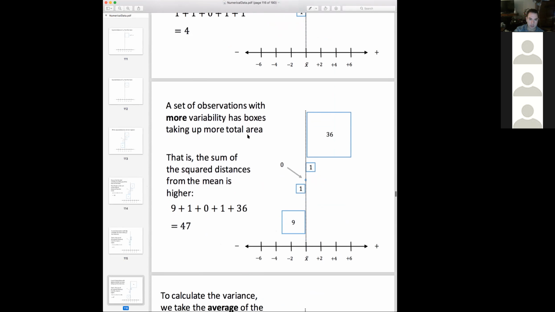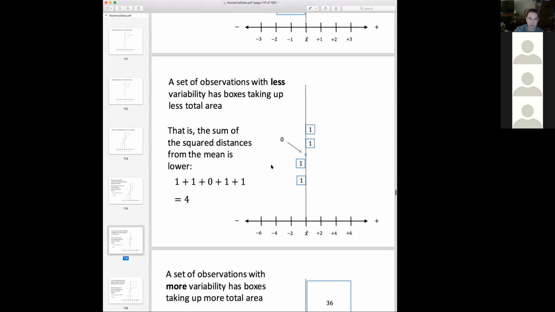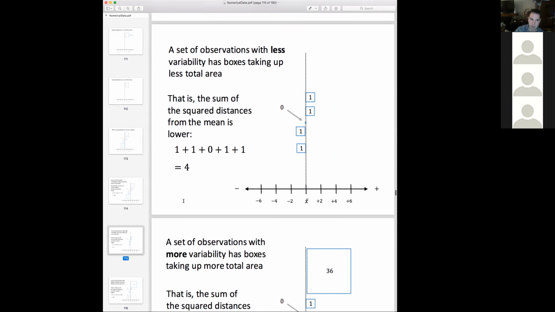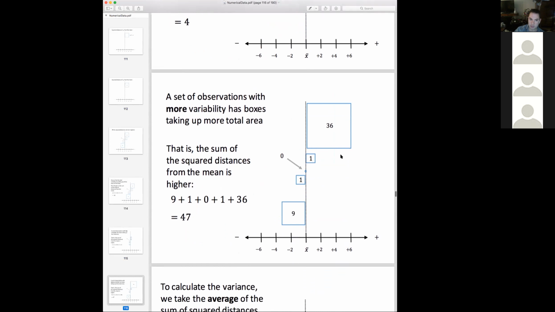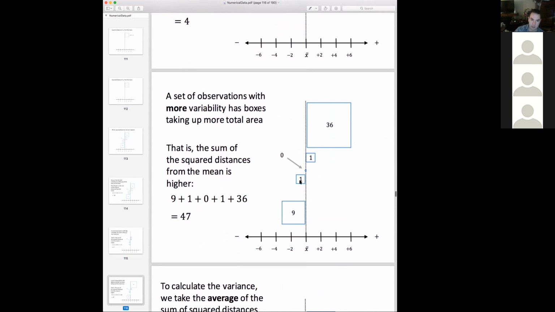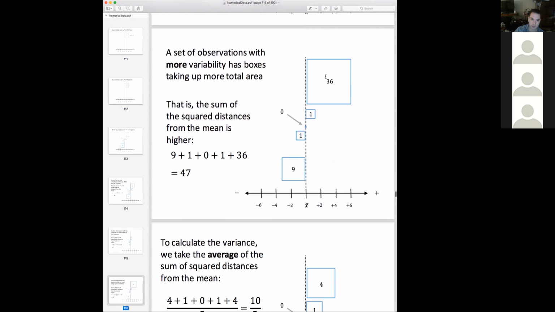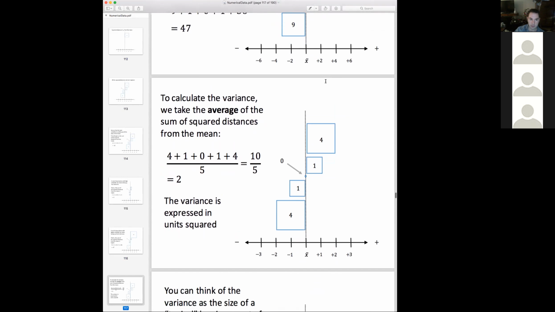which in this case, if you have a difference of 1 on the right side 2 times and a difference of 1 2 times on the left side, you can add that up and get 4 as your variance. Here you have much more variance because, as you can see, you have a 36 on the right side and 9 and 1 on the left side, so 36 is the variance.